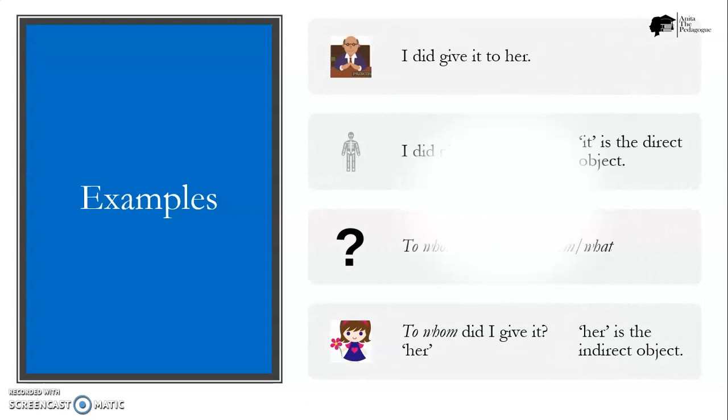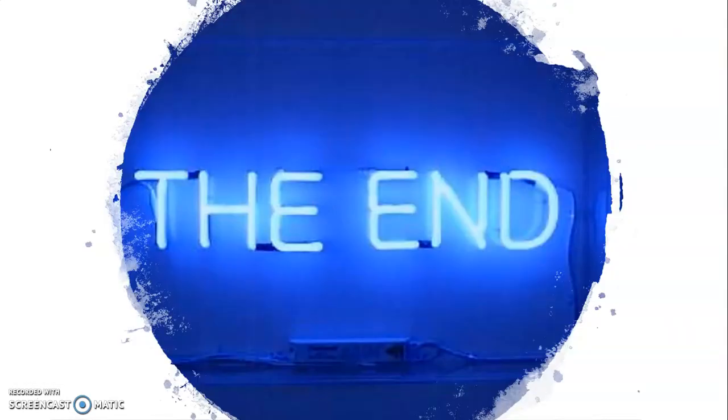We look at another example. I did give it to her. Let's find the direct object. I did give what? It. It is the direct object here. Now let's find the indirect object in the sentence. Let's ask, to whom did I give it? Her. Her is the indirect object in this sentence.